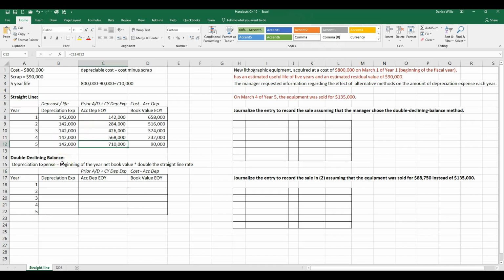Let's move to the double declining balance method. It's handled differently. It's slightly more challenging than the straight line method, but I know you can do this. Okay, depreciation expense is always going to be whatever the beginning of the year net book value is times double the straight line rate. Okay, so when you first get this, the book value, remember net book value, let's write this down here. Net book value equals your cost, let's use minus your accumulated depreciation.